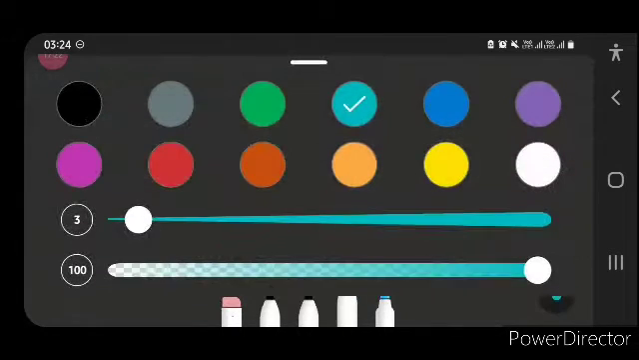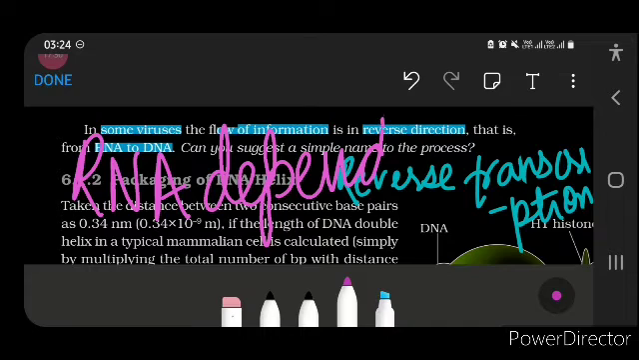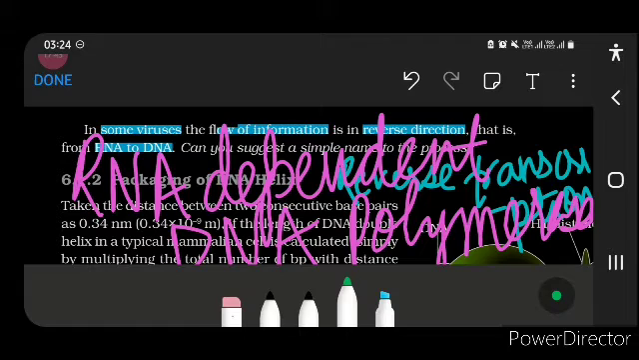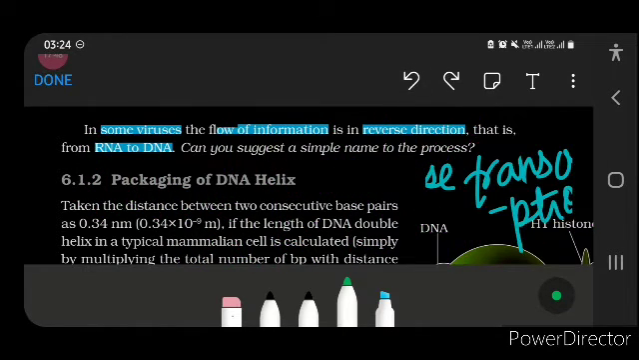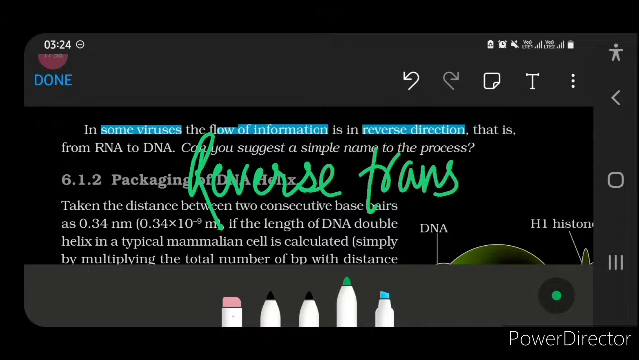And the enzyme is RNA dependent DNA polymerase. Okay, and the process is called reverse transcription.